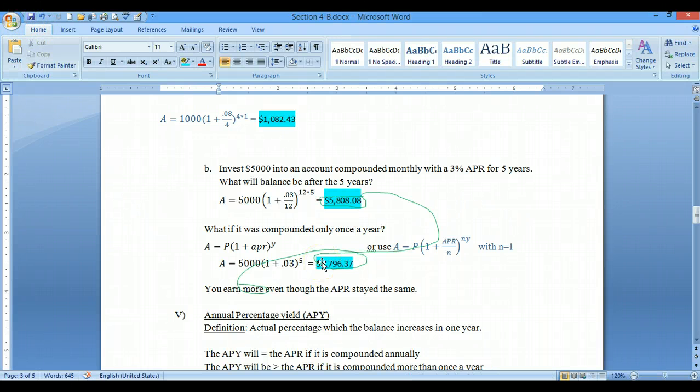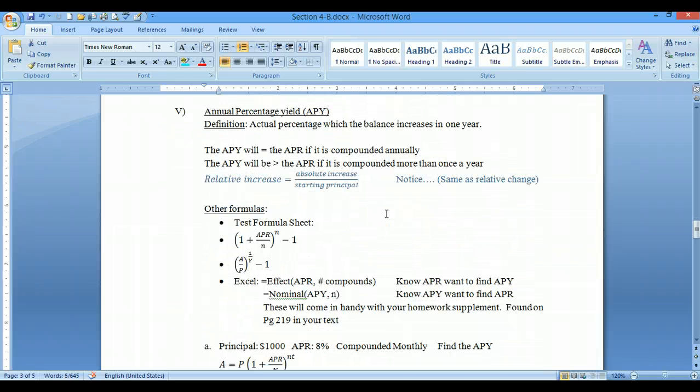So we earn even more money, even though the APR stayed just the same, everything was exactly the same. All that happened is that I got a little bit every month versus only getting the 3% at the end of the year. So you can see how this can make a big difference in the long run. Okay, let's move on to Roman numeral 5.